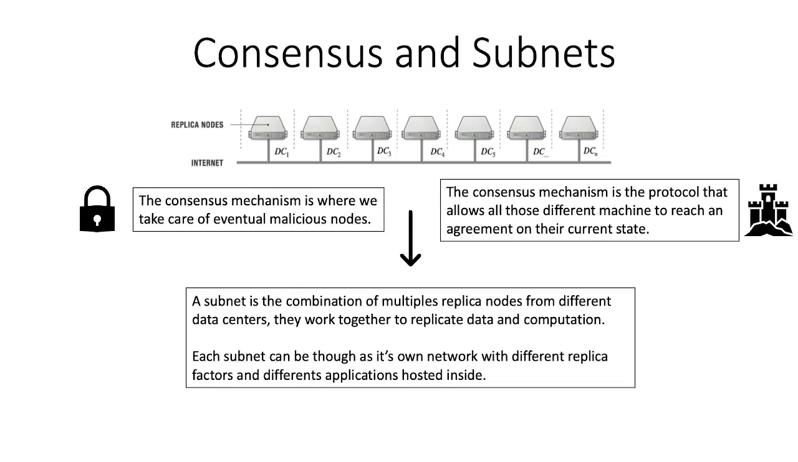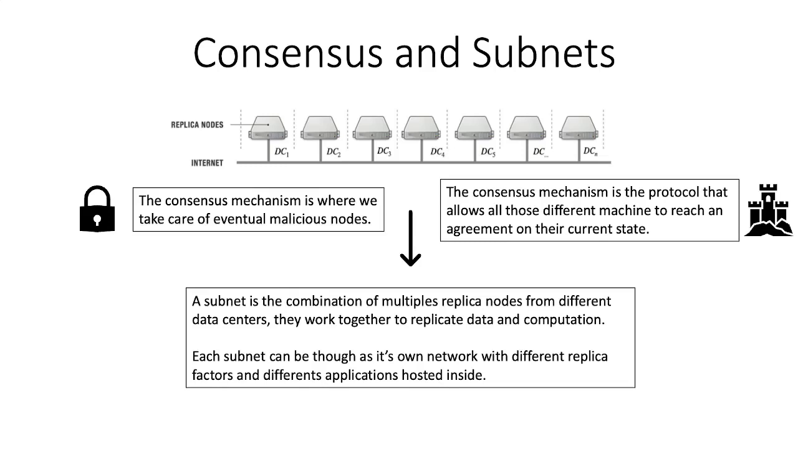So the consensus mechanism is the protocol that allows all those different machines to reach this agreement. And the consensus mechanism is very complex. It involves a lot of cryptography and mathematics, so we are not going to dive into it. But we need to know that the consensus mechanism is also where we are going to take care of eventual malicious nodes.